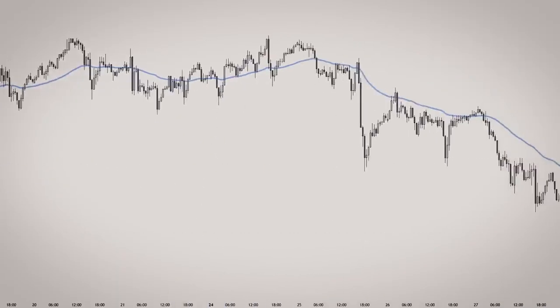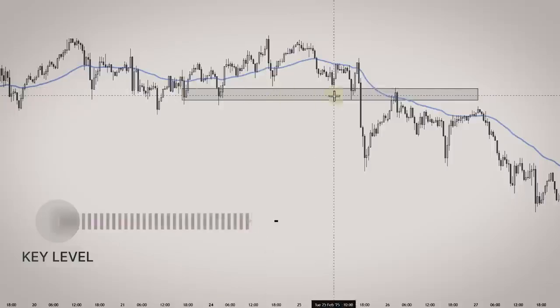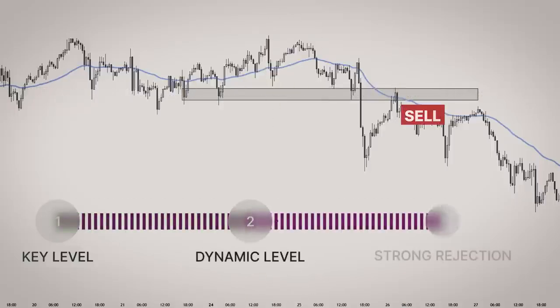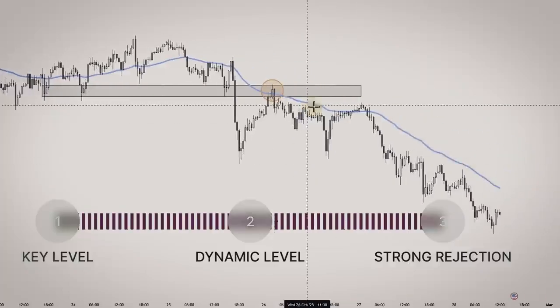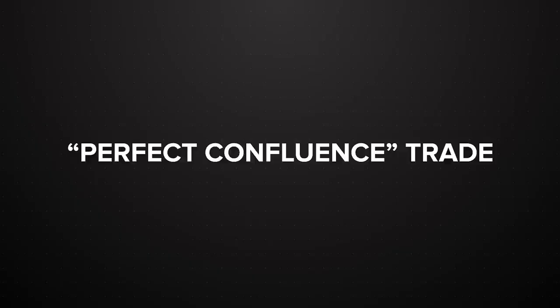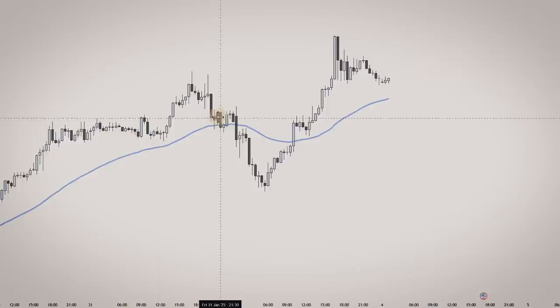Your entry should feel natural. When you see the setup forming, when price approaches confluence, when you get that bounce confirmation, it should feel obvious. If you're forcing the trade or second-guessing yourself, it's probably not the right setup. Let me show you what a textbook confluence setup looks like in action.